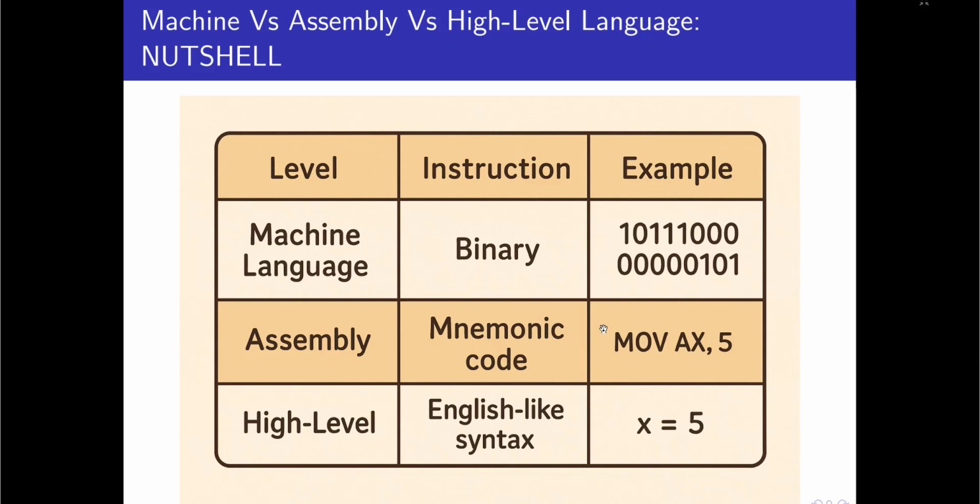Okay. Now we will understand the difference between machine level, assembly, and high level programming in a nutshell. In machine level language, the instructions are in binary, that is zeros and ones. In assembly, we have mnemonic codes like we have seen, MOV, ADD, and SUB. And in high level language, we have English like syntax like print, input, if else. So this is how the difference will be. It's represented in binary zeros and ones, mnemonic code, and English like syntax like x equal to 5.